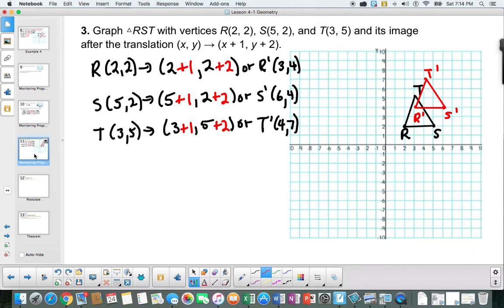Okay, here's a problem that I've done all the way through. It's asking me to use this rule. Notice that each time I would add 1 to the x, add 2 to the y, and I got my new image. This is the pre-image, this is the image. Take a look at the original triangle, take a look at the translation.